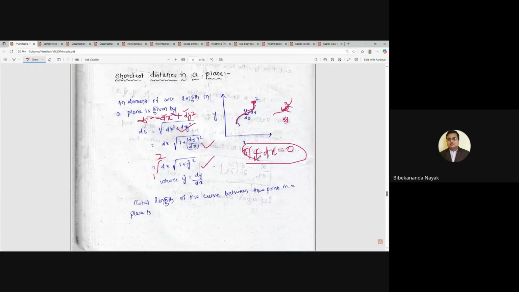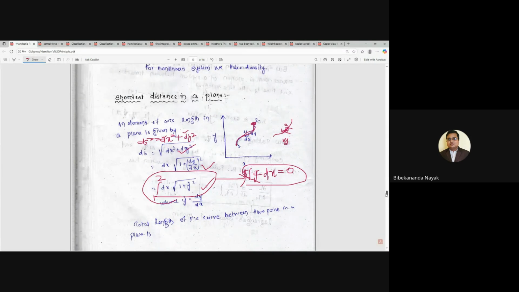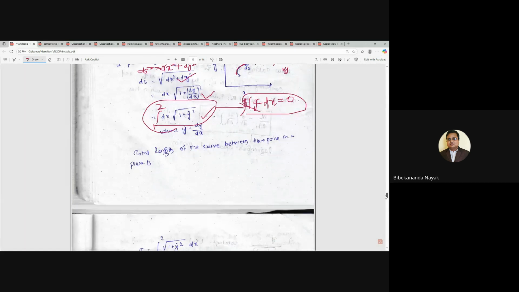It becomes our integral. So what is f here? If this is the integral, written like integration of f dx, comparing these two, we can write f is equal to root over 1 plus y dot square. Now if it is minimum, then it will obey Lagrange's equation.